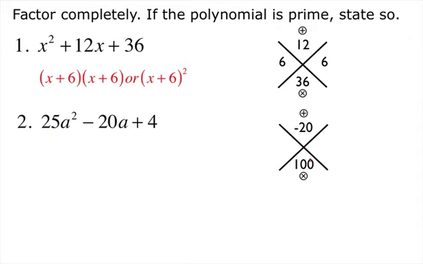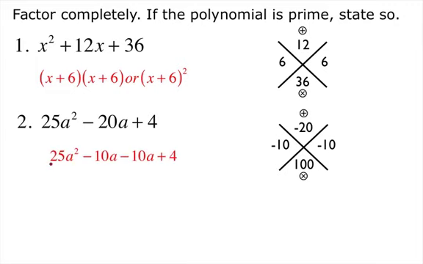And we have done this in the previous section, just a quick review. But anyway, now I'm looking for two numbers that satisfy these two conditions: the sum of negative 20 and the product of 100. It turns out to be negative 10 and negative 10. And then I'm going to rewrite this trinomial as a polynomial with 4 terms.